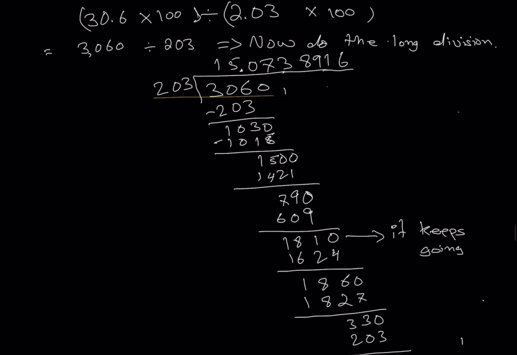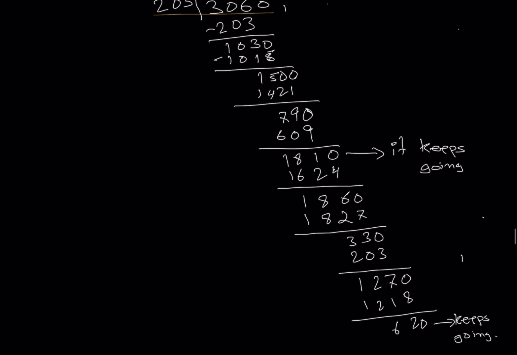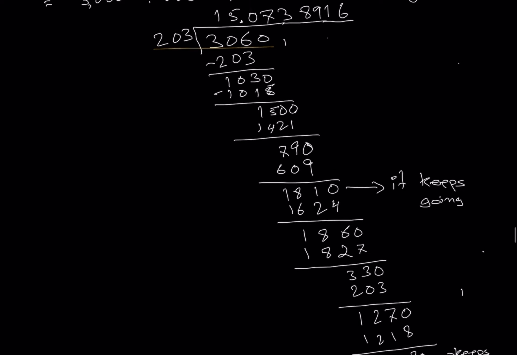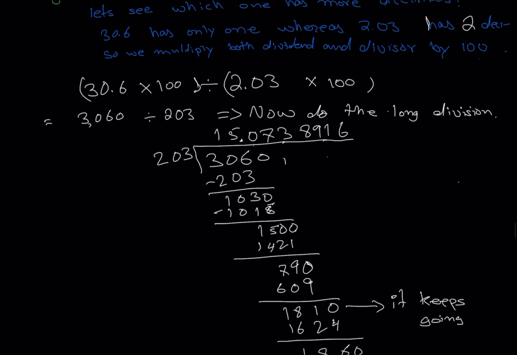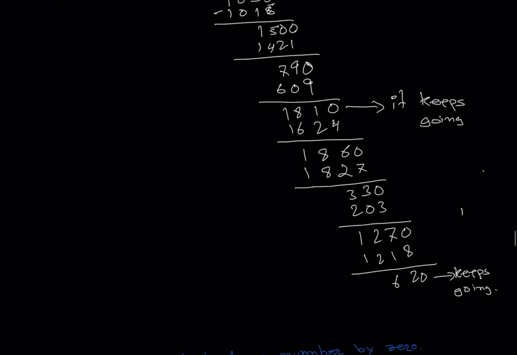It will be 1810 divided by 203, which will give me 8. 8 times 3 is 24. 8 times 0 is 0, and 2, there will be 2. 8 times 2 is 16. So this will keep going on. It will not stop. So we will stop at a point, and this is the point. We just pick a few digits here, 15.073 for example. We can stop right here or right there, anywhere you want to stop. Otherwise it will keep going.